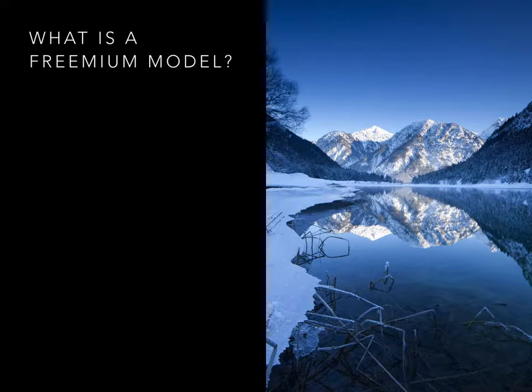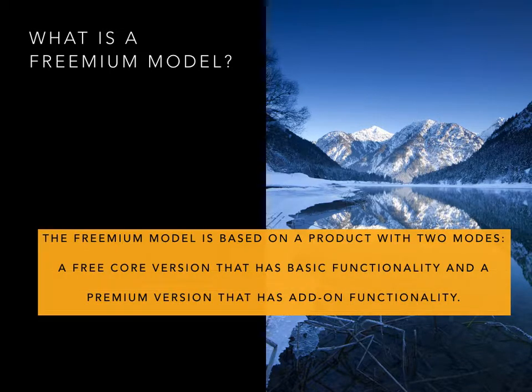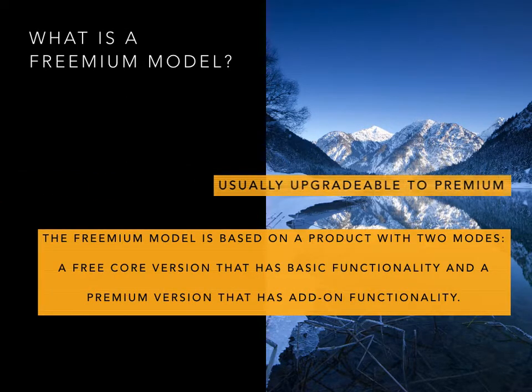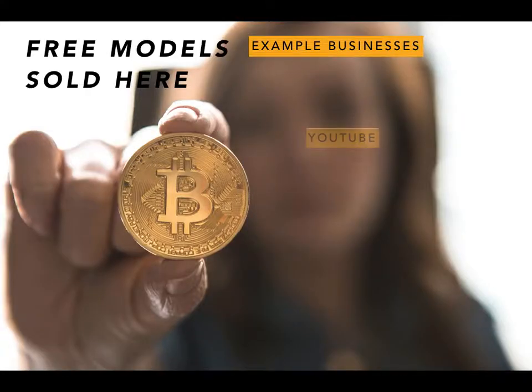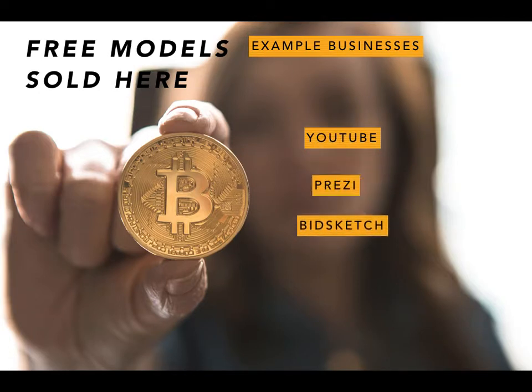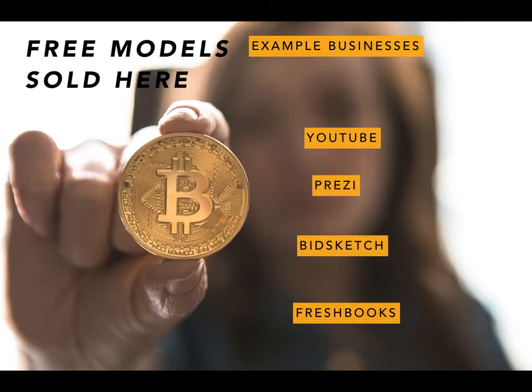Now, the freemium model is based on a product with two modes: a free core version that has basic functionality and a premium version that has add-on functionality. It's usually upgradable to a premium status and 100% free to use the initial product. Kind of a catch and reel, get you to get comfortable with the settings before deciding to upgrade. Some examples of free model businesses would be YouTube is a good one, Prezi, BidSketch, and FreshBooks.